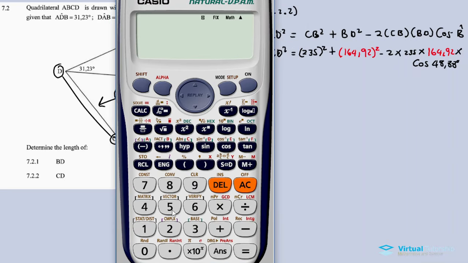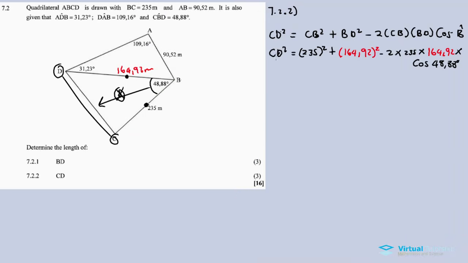Let us calculate. It's 235 squared plus 164.92 squared minus 2 times 235 times 164.92 times cos 48.88, close bracket. This is equal to 31,448. Let's write it in full, 31,448.74, is it?